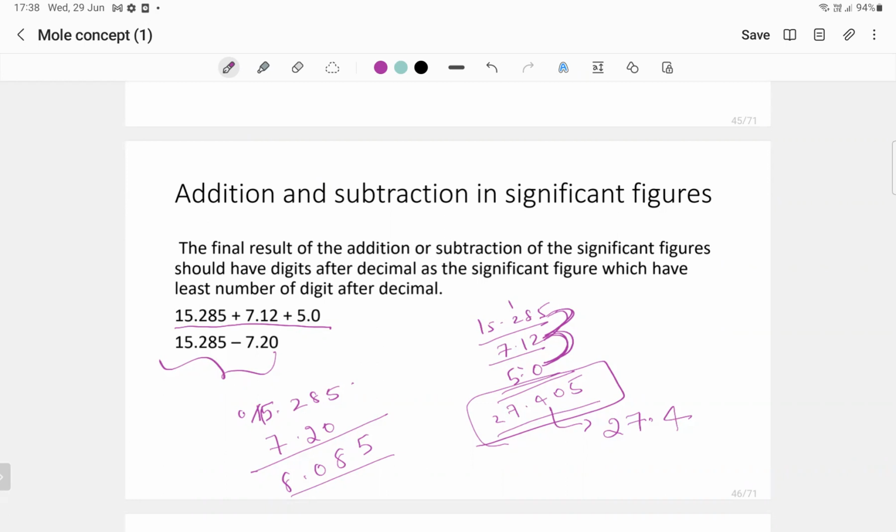I have done subtraction, ma'am. Okay. So now, how will it be rounded off? Very good. 8.08. Correct. Absolutely correct. Because this is the one having the least number of significant figures after the decimal. Only two digits are there, so you have to round it off as 8.08. Clear with this one? Similar for multiplication and division also.